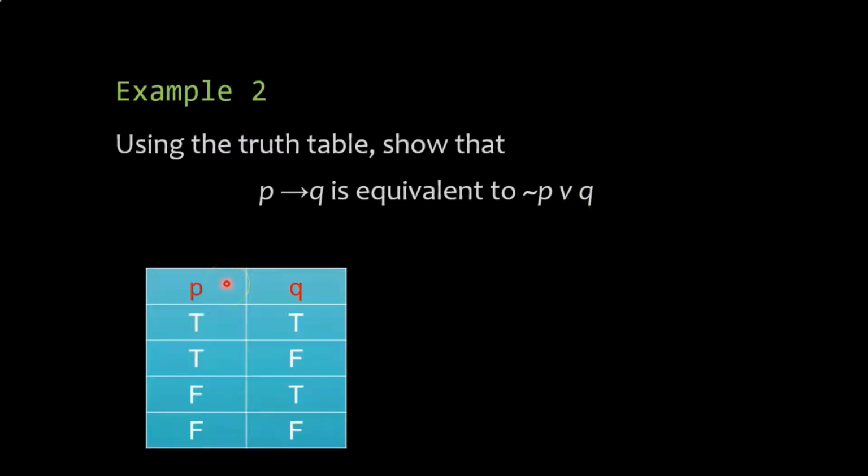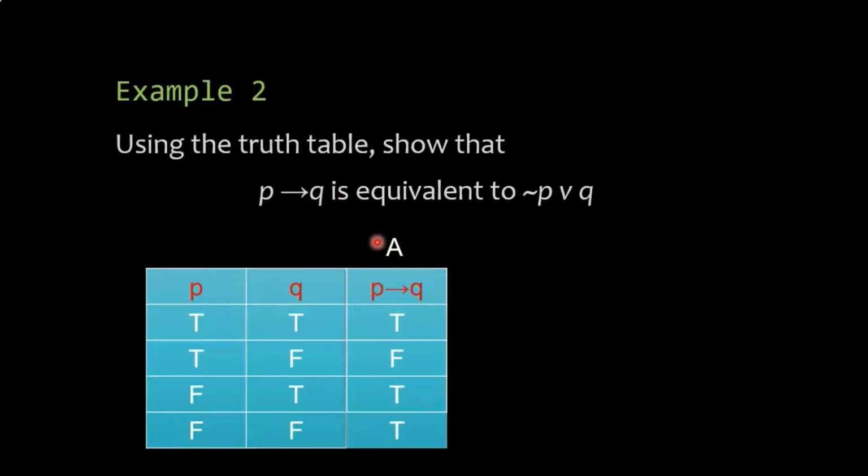So first we set up the truth values for P and Q: true, true, false, false, and true, false, true, false. To find the truth values for if P then Q, you can label this as statement A. So the result for if P then Q is as follows: if true then true, then the result is true. If true then false, then the result is false. If false then true, then it becomes true. If false then false, then it becomes true.